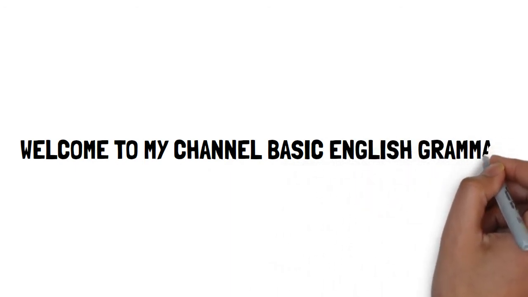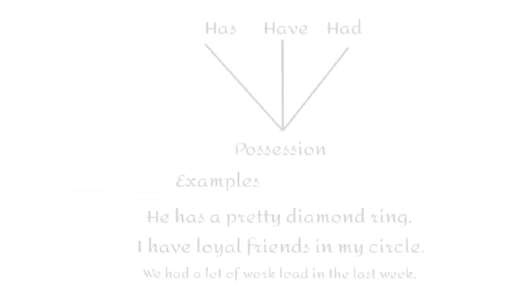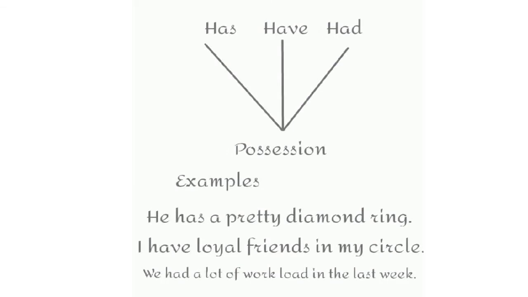In today's video we will discuss the simplest term, that is the use of have, has and had. So let's start it. Have is the base and root word, and we use these three as a possession and as a helping verb. First of all, we will see how we can use it as a possession.